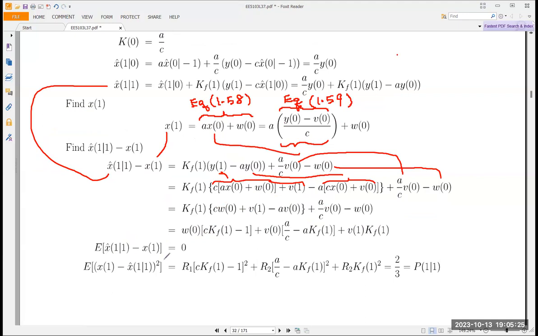The expectation of the estimation error is 0. Why? Because when we take expectation now of this, the expectation of this is a zero mean independent Gaussian variable. So if you take the expectation of a zero mean, it will give you 0. All right, this is a noise with 0 mean. So this is a number multiplied by something that has a 0 mean. So you take the expectation of it, it will still be 0.